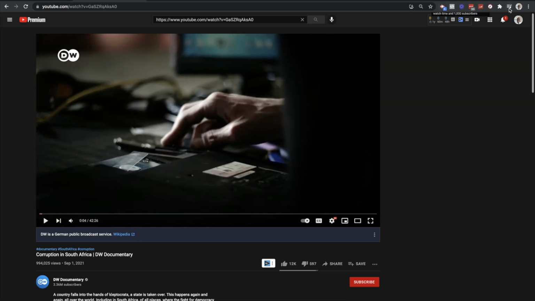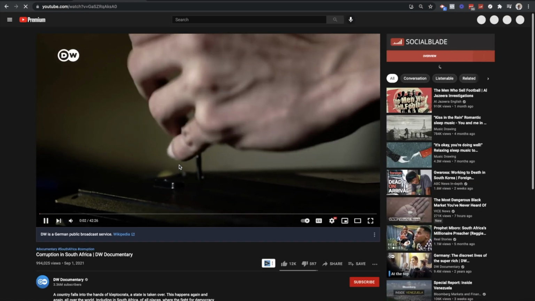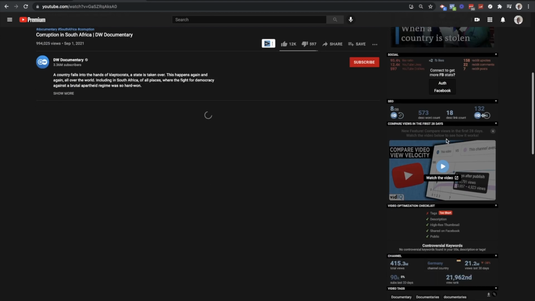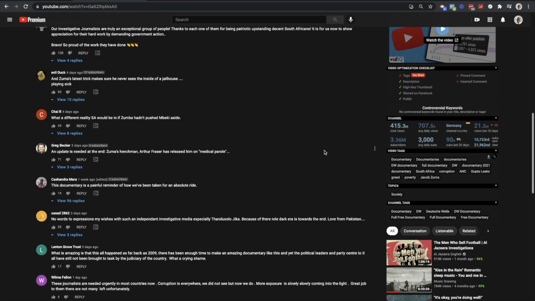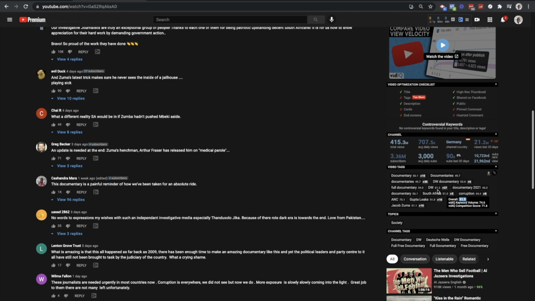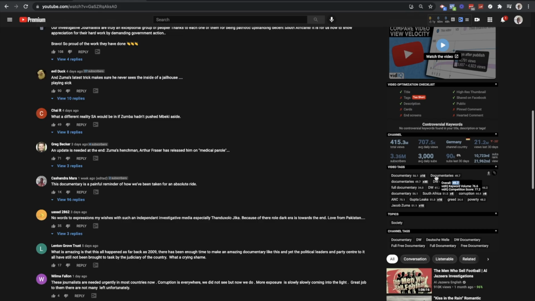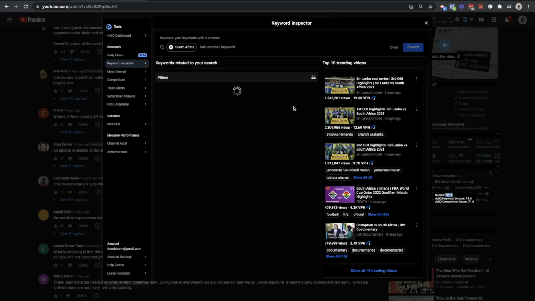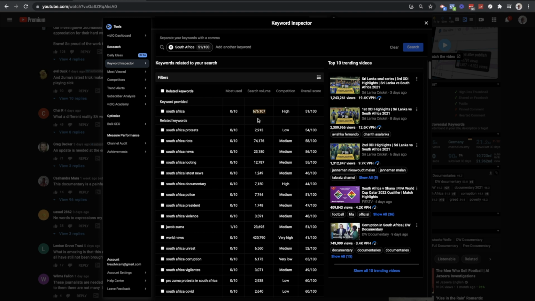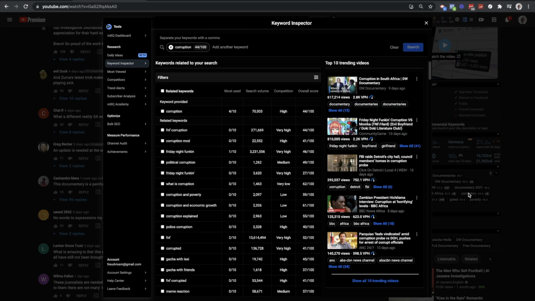And by the way, the only way we're able to see this, let me refresh it, is because we have vidIQ. We're going to see the tags that they're using. And usually you could see South Africa right here. Very high. But it's really being searched for. Around 500,000 people are searching for corruption.